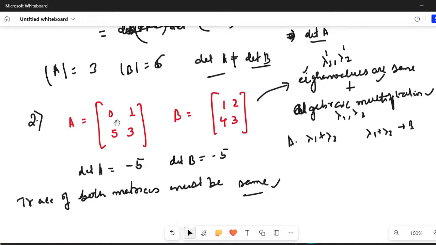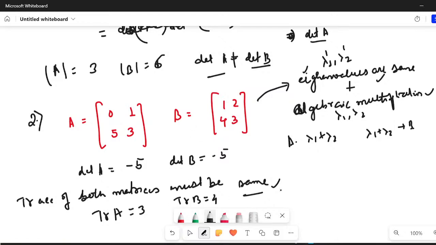So you can clearly see that here the trace of A is equal to 3. Here you can see that the trace of B is equal to 4. Clearly trace A is not equal to trace B. It implies that your matrices are not similar. So A and B are not similar. So small concepts, if you keep them in mind, then things will be easy for you.